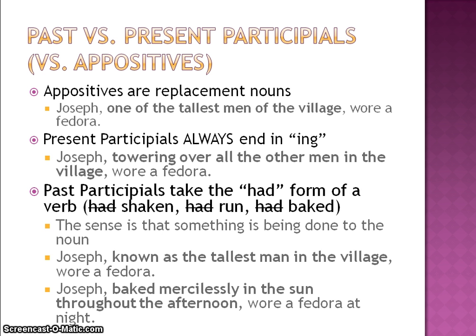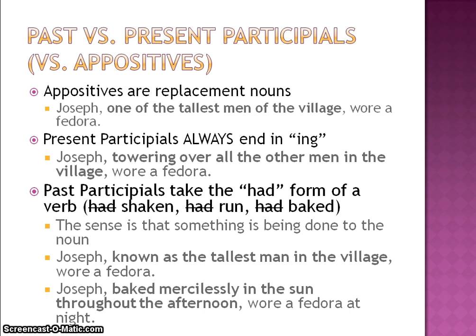Past participles take the had form of a verb. Now what I mean by that is if you said the word had, the next word would be the form of the participial. So had shaken, shaken is the participial. Had run, run is the participial. Had baked, baked is the participial. We don't actually use the word had, but that reminds us what the form is for the past participial. The sense for past participles is that something is being done to the noun by somebody else. The noun is sort of a passive recipient of whatever is being done.